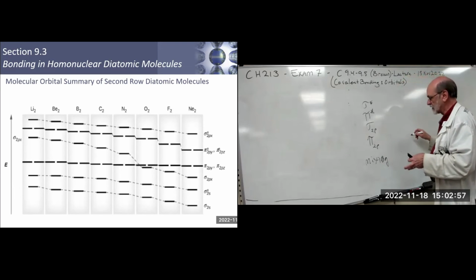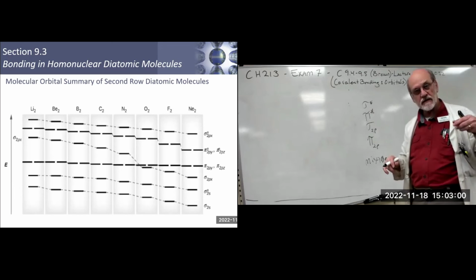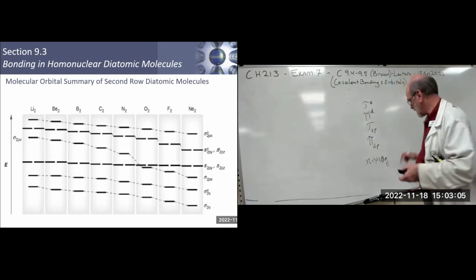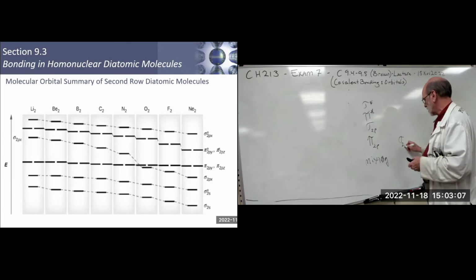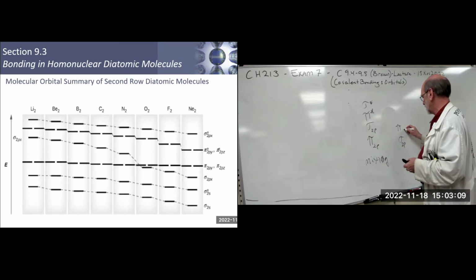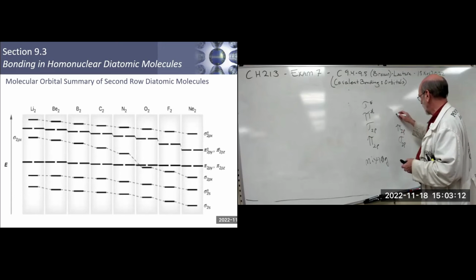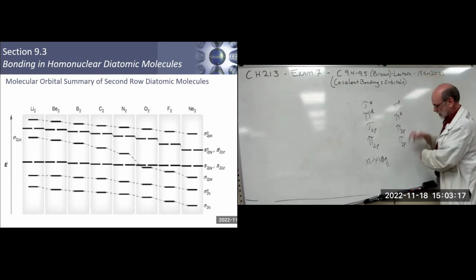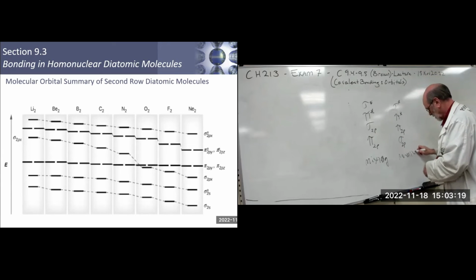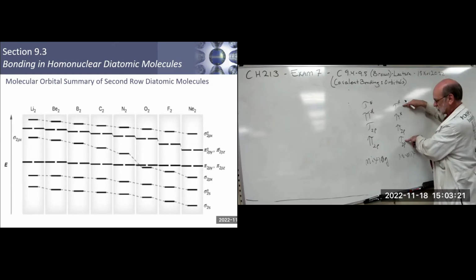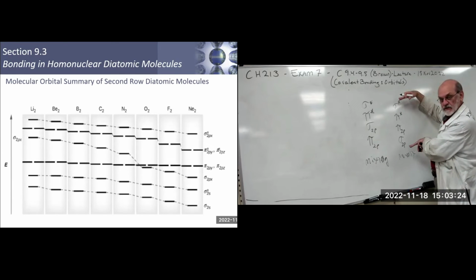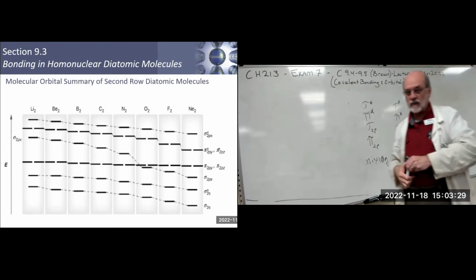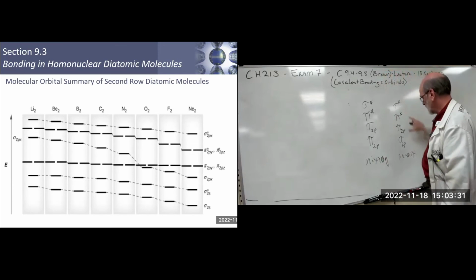If you have no sp mixing, then you will see the diagram that I showed you for difluorine, where we have the sigma down here, and then the pi, and then the pi star, and then the sigma star. So in the no mixing, you have the sigma and the sigma star on the outer regions, and the pi star in the middle. That's the way I remember it. No mixing puts the pi's in the middle.